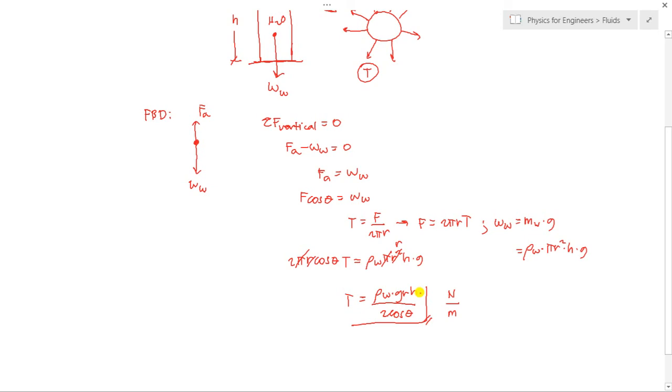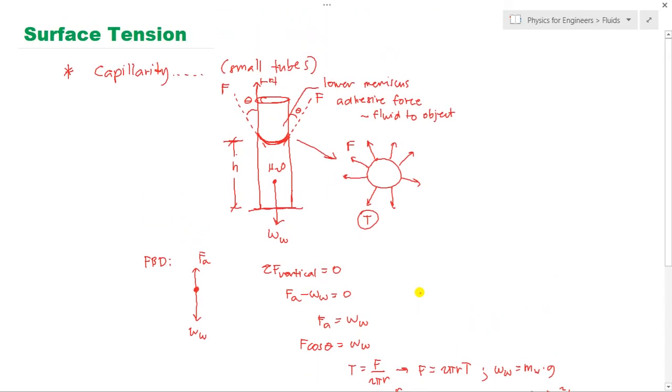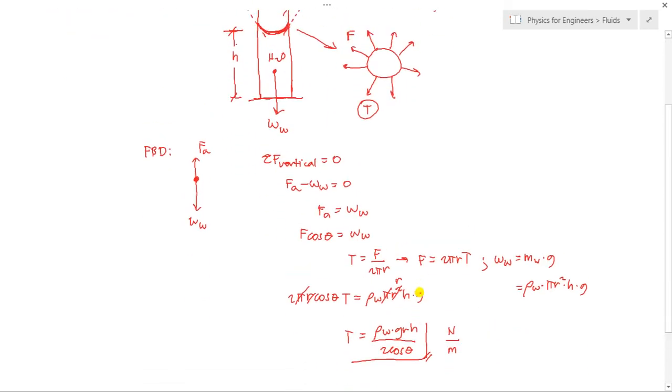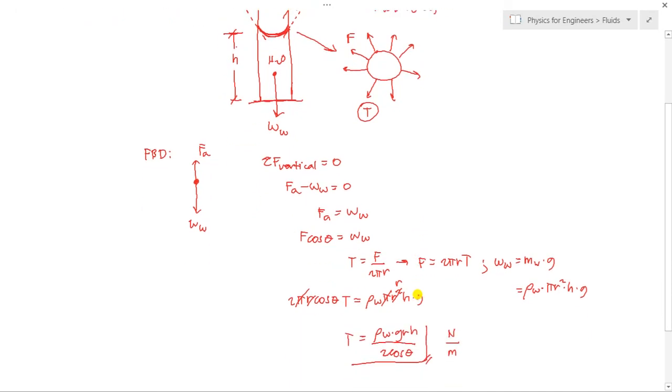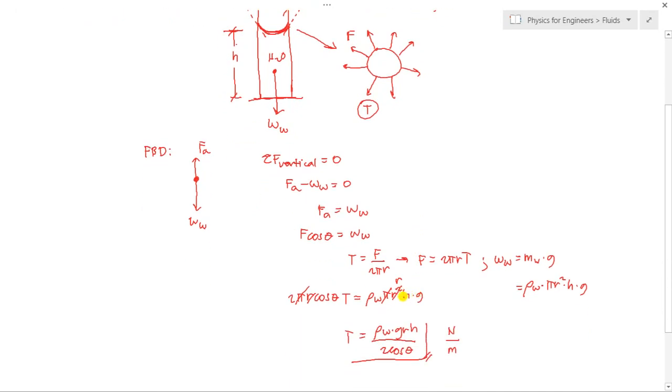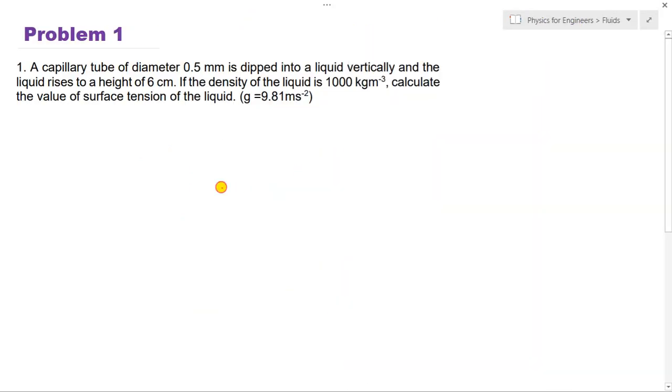Okay, pangutana class. Class, pangutana regarding sa derivation sa usa sa mga applications sa surface tension kaning capillary tube. May pangutana? Okay, if wala pangutana, then let's proceed to some examples for this one.